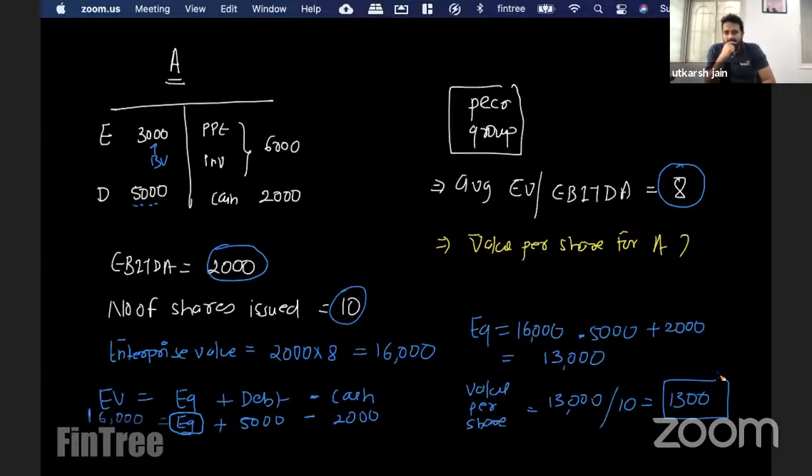Can you please tell how 16,000 came? Same stuff, Ajinkya. 2,000 is the EBITDA of company A. On an average in this industry, the enterprise value should be 8 times EBITDA. So when I multiply, I get 16,000.